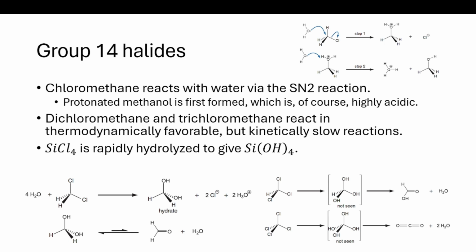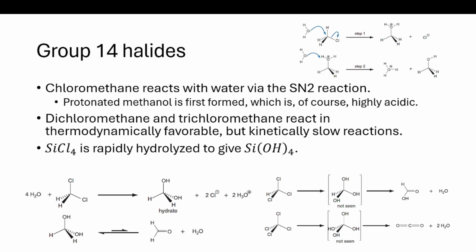Now, that's enough talk about boron. Let's go on about group 14 halides. As you can see in the image on the top, chloromethane reacts with water via the SN2 reaction. My chemistry teacher showed this to me back in freshman year, and that's the first way I learned about SN2 reactions. And as you can see, the first step, we're going to get protonated methanol, essentially. And, well, that's going to be highly acidic, of course.